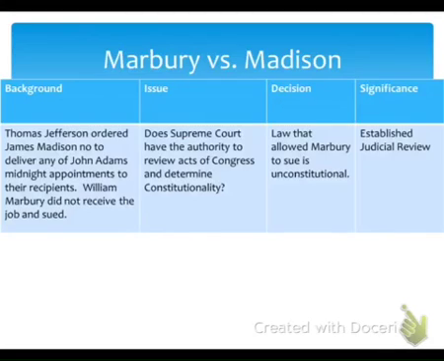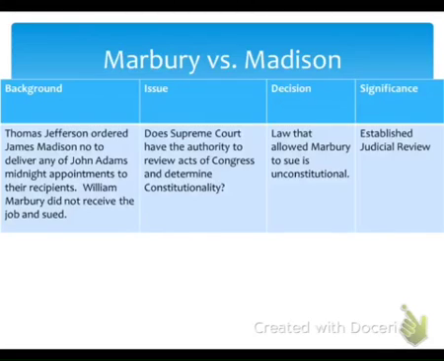A little background information. Thomas Jefferson ordered James Madison not to deliver any of John Adams' midnight appointments to the recipients. John Adams was our second president. At midnight on his last night, he decided he would appoint a whole lot of people to judicial jobs, meaning court judges and stuff like that. And Jefferson found out about it and refused to deliver them. William Marbury was one of the people that was supposed to receive the job, and he sued the government. Specifically Madison, who was helping Jefferson to run everything.